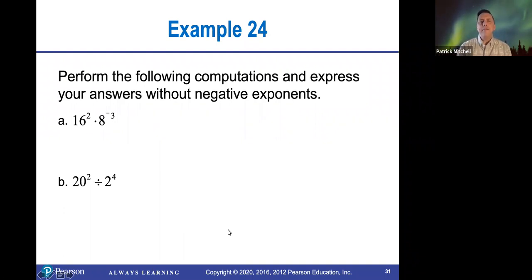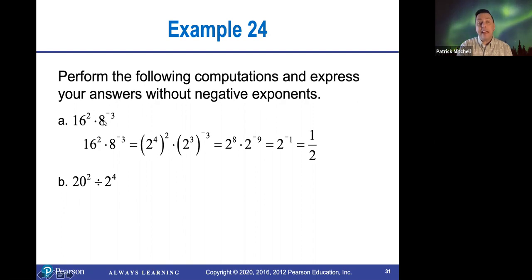All right, next example. Perform the following computations and express your answers without negative exponents. First, we have 16 squared times 8 to the negative 3. So what we're going to do with that is write the 16 and the 8 both as powers of 2. So we'll replace 16 with 2 to the 4th. We'll replace 8 with 2 to the 3rd. 2 to the 4th and then to the power 2 is 2 to the 8th. I multiplied the exponents. 2 to the 3rd and then to the power negative 3 is 2 to the negative 9th. And then we add these exponents to get 2 to the negative 1. So interestingly, 16 squared times 8 to the negative 3 comes out to 1/2, comes out to a fraction.